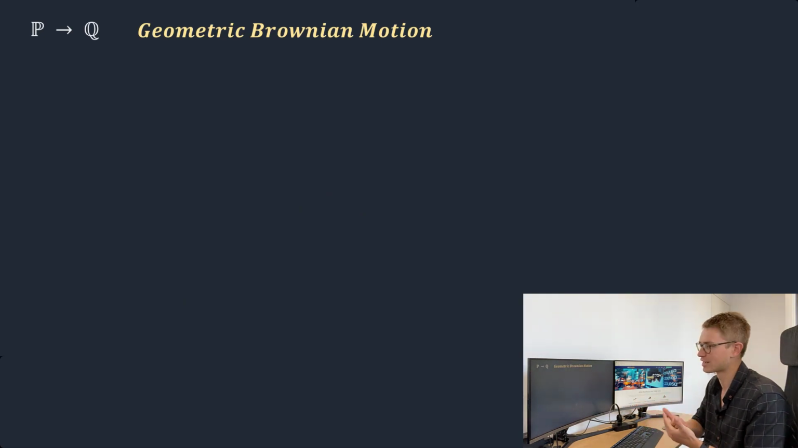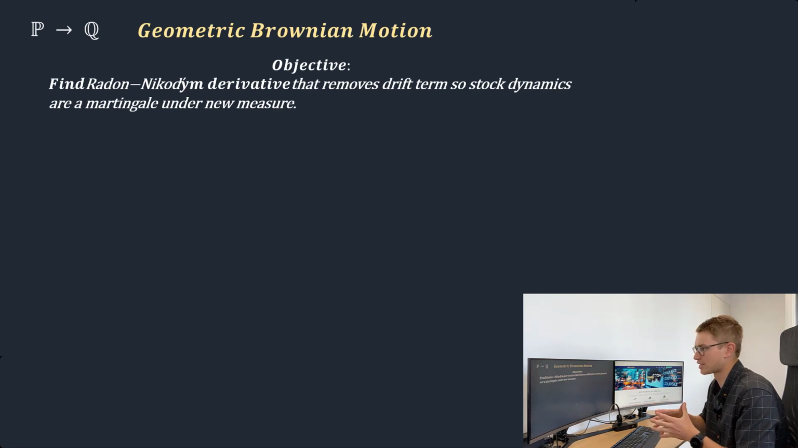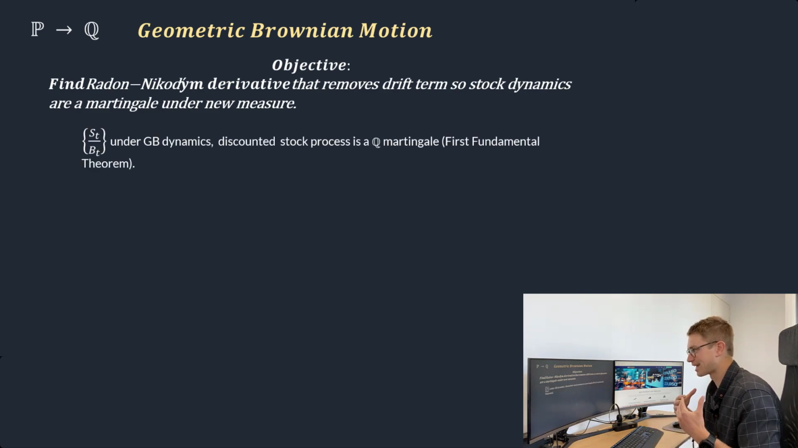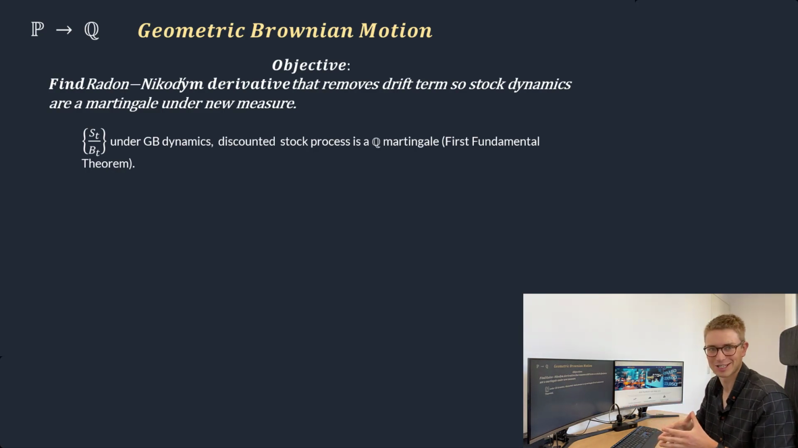Let's actually apply this so you can start understanding geometric Brownian motion a little bit more. So let's go back to those dynamics that we've just laid out for the stock and the bank account, and we're going to try and shift things from the physical probability to the risk-neutral world. So the objective is to find this Radon-Nikodym derivative that removes the drift term, so that the stock dynamics are now a martingale under this new measure. Now, I'm cheating a little bit here, but we've set it in the actual definition of the first fundamental theorem, and that is that the discounted stock process is a martingale.